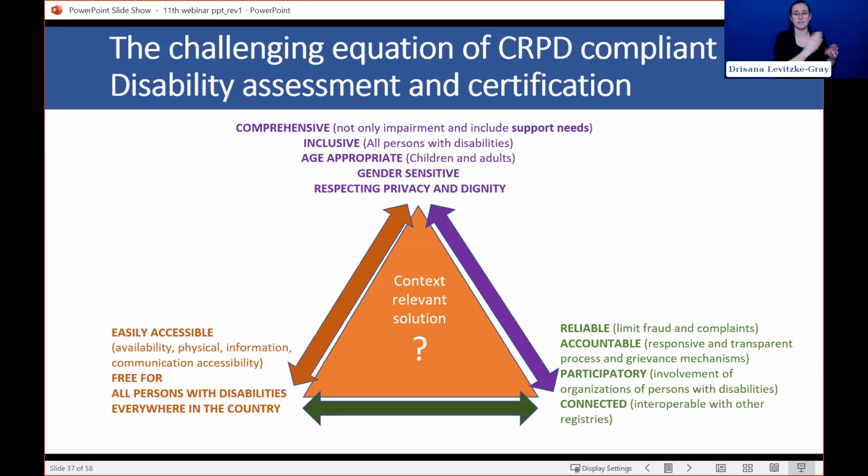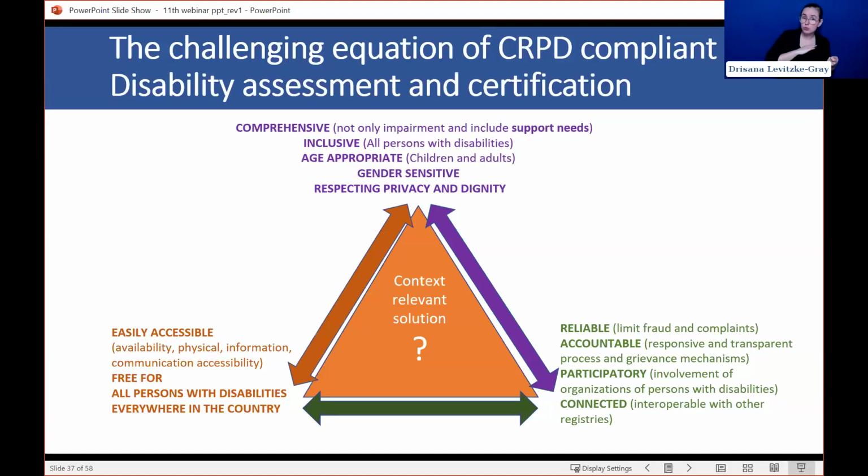And the primary requirement for a system that is supposed to be the gatekeeper to provide support is that people have easy access to the mechanism of disability certification. So the challenge that countries are facing is how to build a system that is easily accessible, that provides as much information as possible on not only the impairment, but the support needs of the people and the barriers they experience, that is also age appropriate, because we don't assess disability the same way for children and adults.